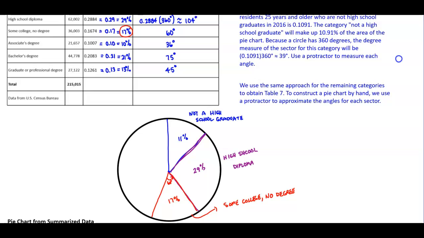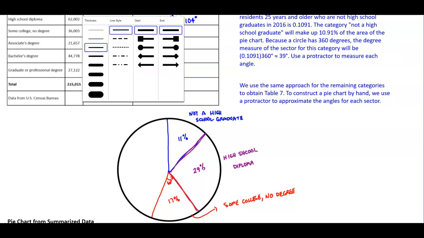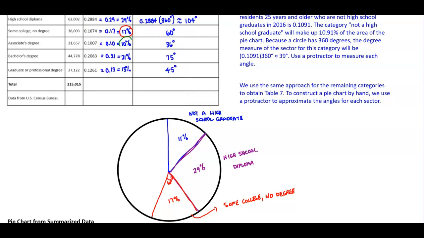Okay, next what we want to do is find the associate's degree. So let's go ahead and do that. So we have associate's degree, and that associate's degree is 10%, but it's 36 degrees. So that means we're going to have a 36-degree angle here. That's going to represent 10%. And again, that 10% represents associate's degree.